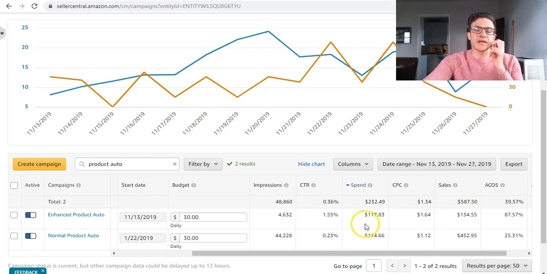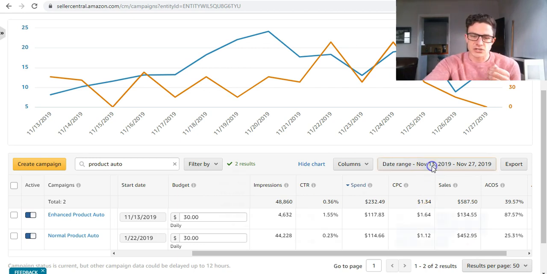Normally, this is the click-through rate you see for an auto campaign. It's very, very low. It's lower than your manual campaigns because it's autos. You're not really controlling what's happening with them. You're just letting Amazon do its thing. But if we look at this here, obviously the enhanced product auto has been spending way more money and got a much higher ACOS. But I was more interested in this click-through rate and the cost per click and the relative keywords that we're getting.